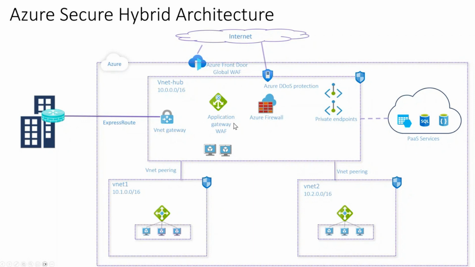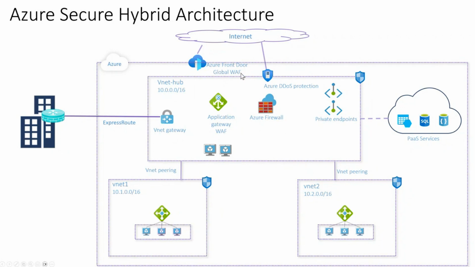Combine that with Application Gateway. These VMs can be fronted with a web application firewall. And this, in addition to Azure Firewall, gives you that protection for web application traffic and the rest of the traffic that you are seeing.